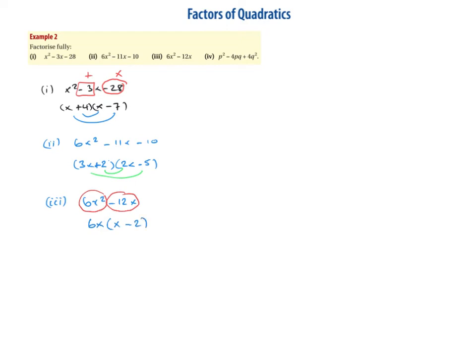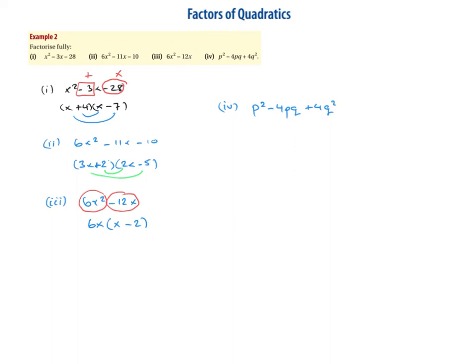So let's just show what happened there. 6x by x will give me 6x squared, the first term. 6x by minus 2 will give me minus 12x, so that's perfect. And now we've got the last one of this particular cohort of questions. So it's p squared minus 4pq plus 4q squared.